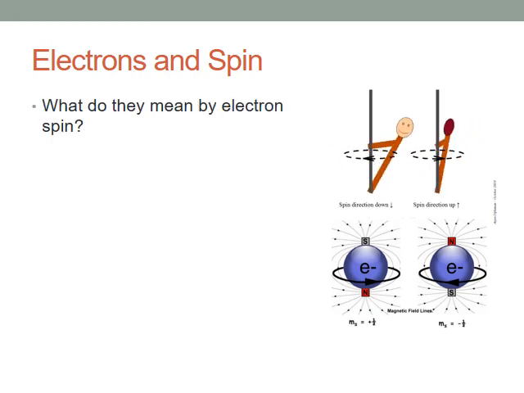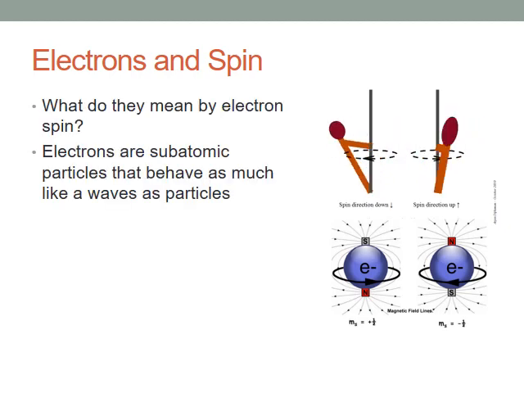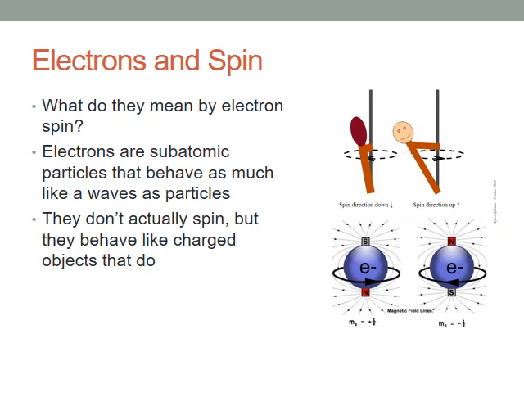So what do they mean by electron spin? I mean, electrons are subatomic particles, and they behave as much like waves as particles, so how can something that small actually spin? Well, it turns out that they don't. They don't really spin like a top, but they behave like charged objects that do spin. They exhibit properties of a charged object that spins.